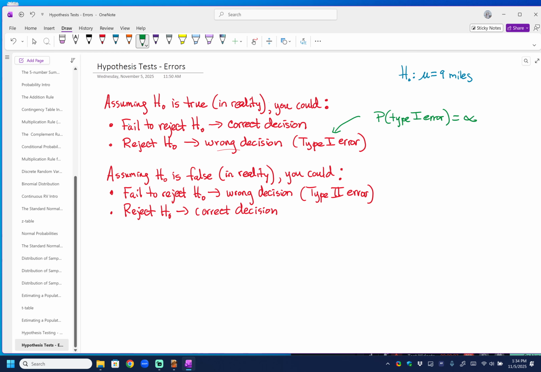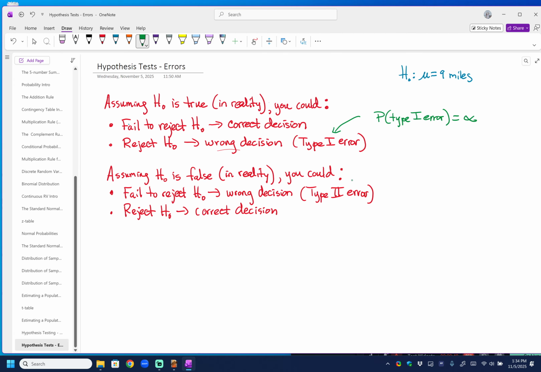And yes, this is the same alpha that you are provided at the beginning of every hypothesis test, specifically the significance level. So before you start any hypothesis test, you already know the probability of committing a type 1 error before you even go in. So that is always going to be alpha.